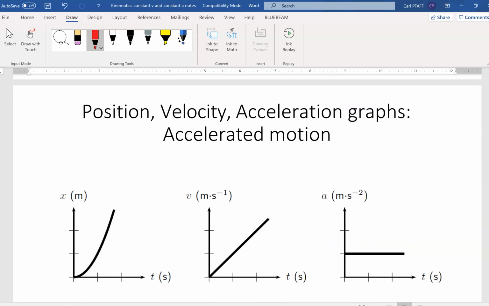With our accelerated motion, now we get our parabola because it goes a different distance each second. It goes a greater distance, right? That gives us a positive velocity line or a slope, right? In this case, that's positive. This slope is pointing up. So the slope of a velocity versus time graph is equal to acceleration.